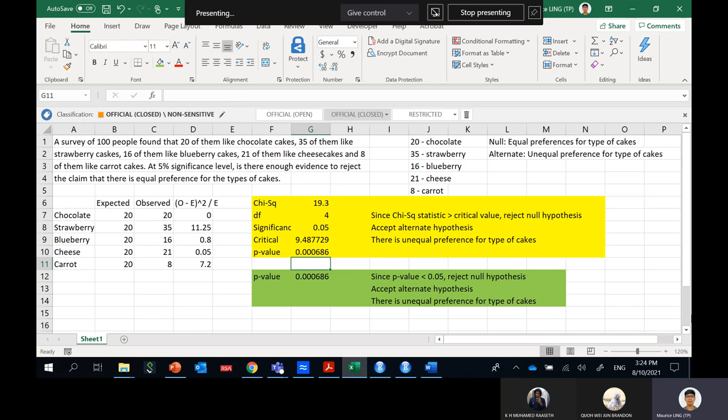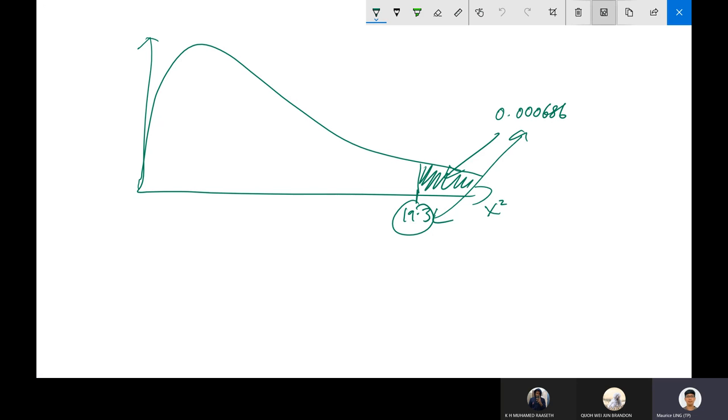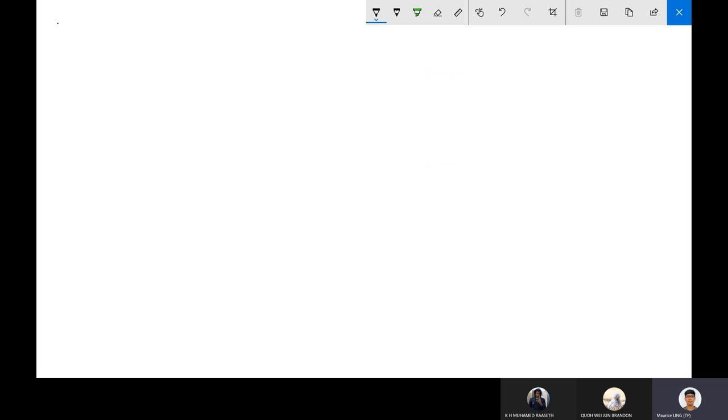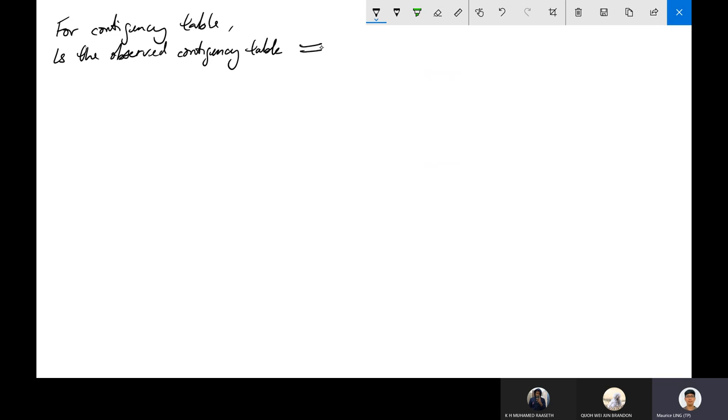Okay. So what does a contingency table do? With a contingency table, you're checking whether the observed contingency table matches your expected contingency table. That's what it's trying to do. Okay.